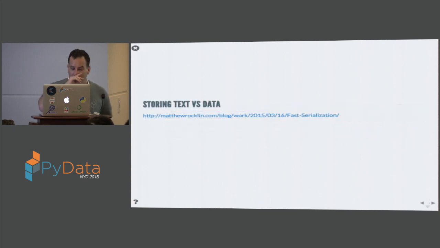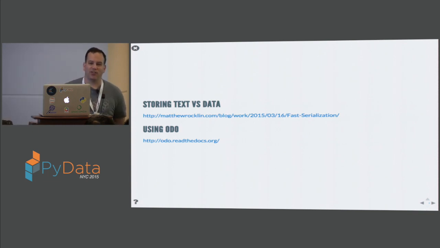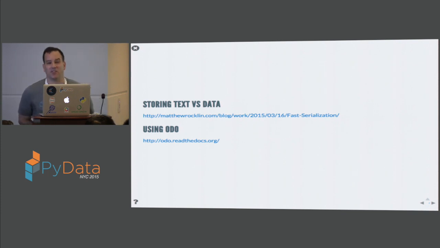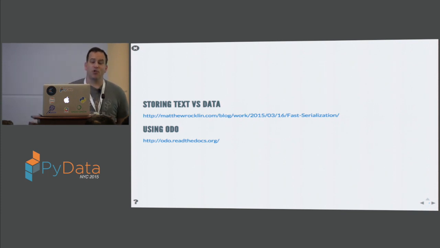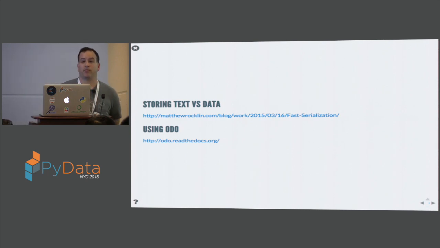I've put a couple of links up here. One is Matt Rocklin, the author of Dask. He did basically a study of using essentially all of these formats plus more, storing text data and numeric data. If you're storing text data, the bottom line conclusion is you want to use JSON, mainly because everybody else does it, and it compresses pretty well. If you're storing numerical data, you don't want to use JSON. You want to use a binary format, like HDF or even MessagePack.